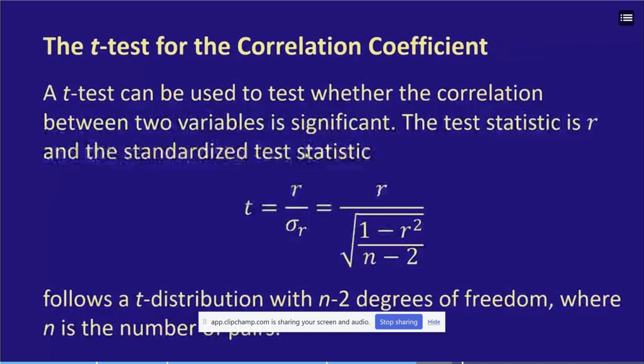The t-test for the correlation coefficient. A t-test can be used to test whether the correlation between two variables is significant.